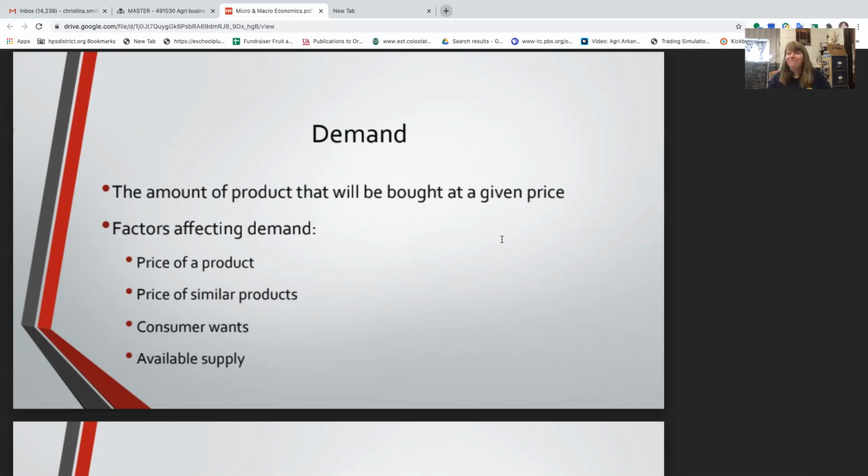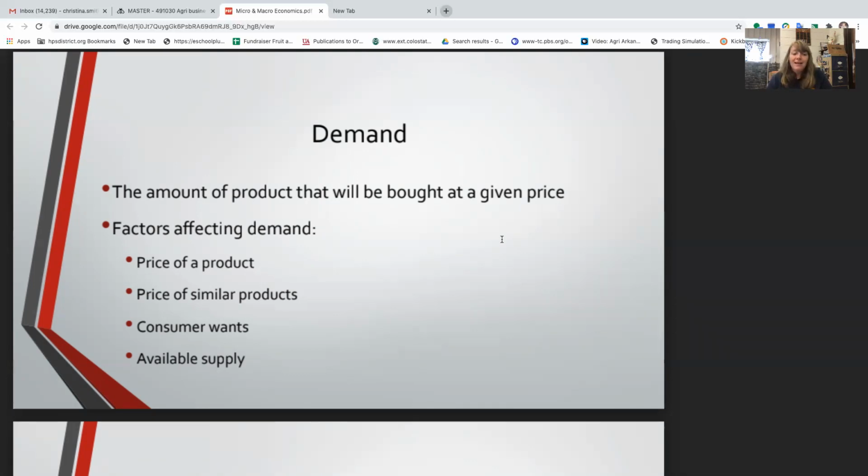Okay, so the price of a product changes the demand for that product. And it is probably the largest factor that affects us. I mean, if price goes up, it can really affect whether or not you buy something.